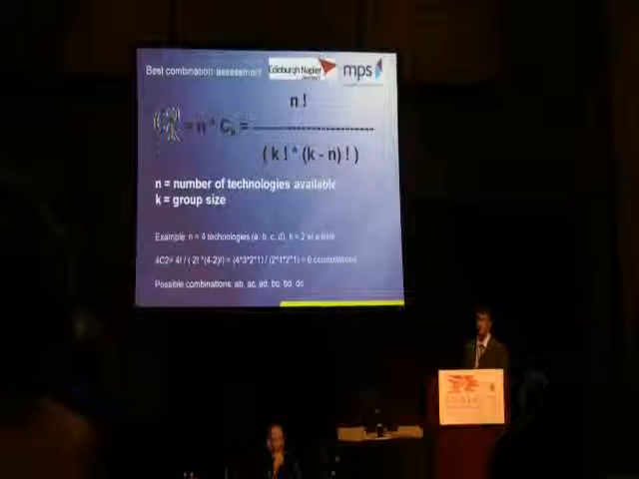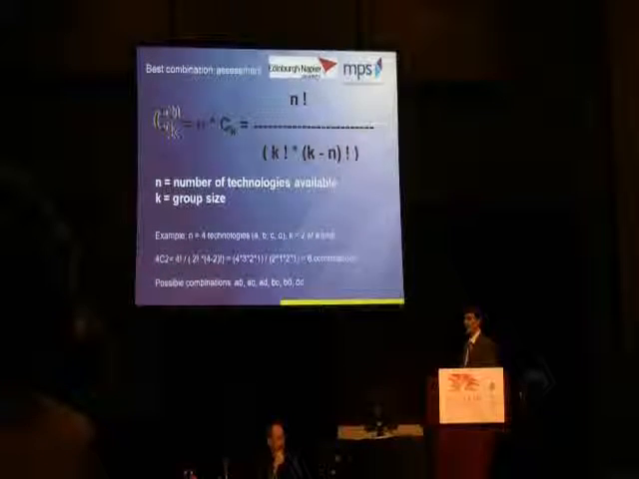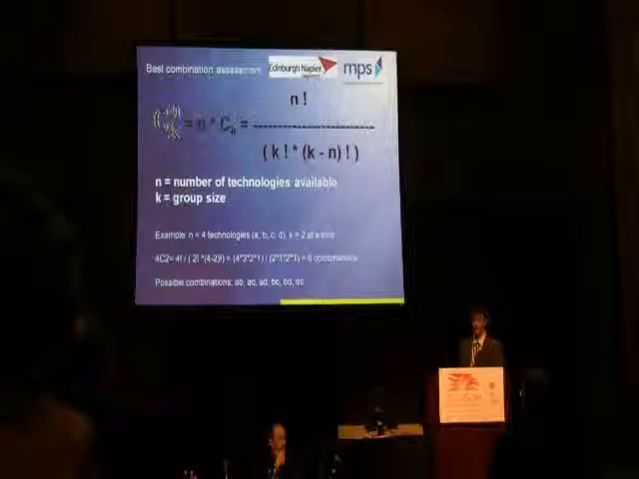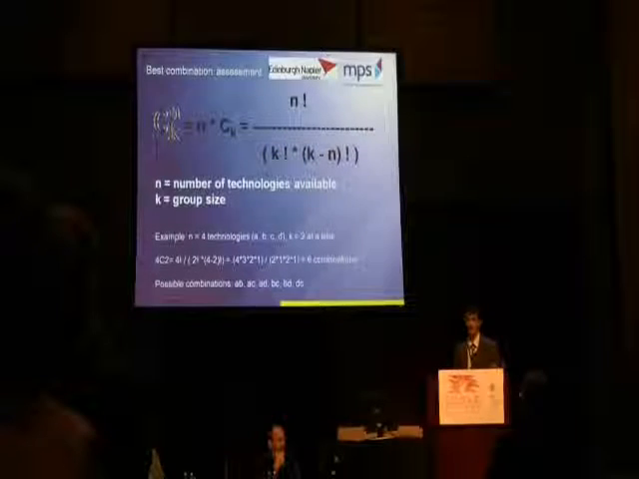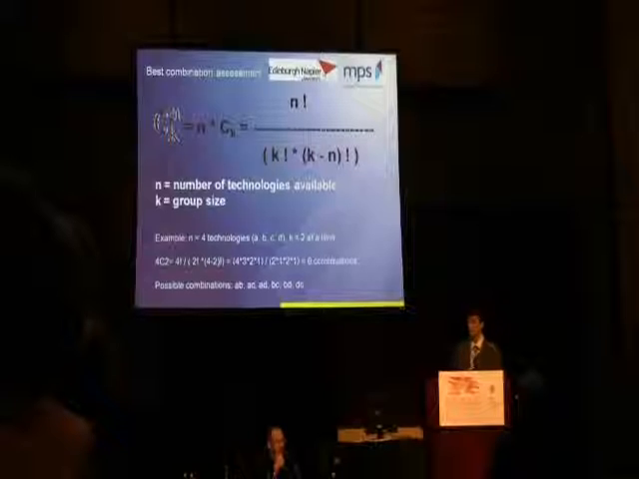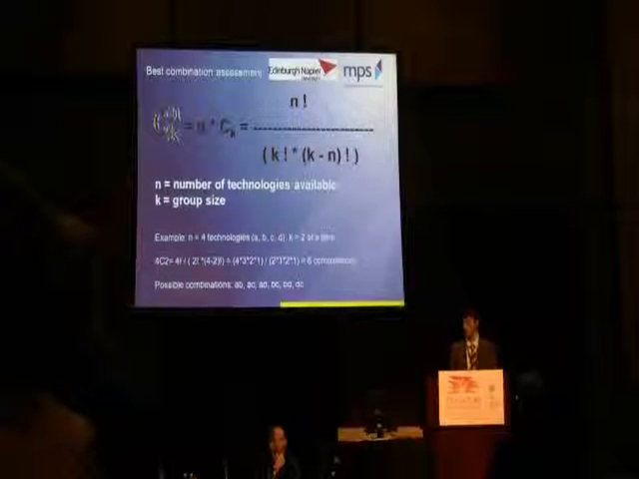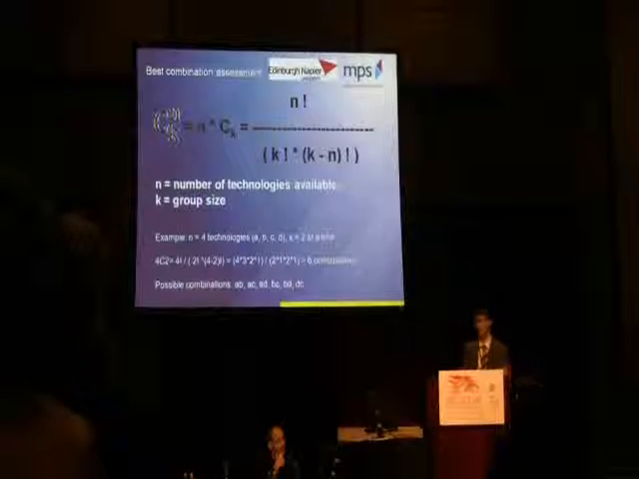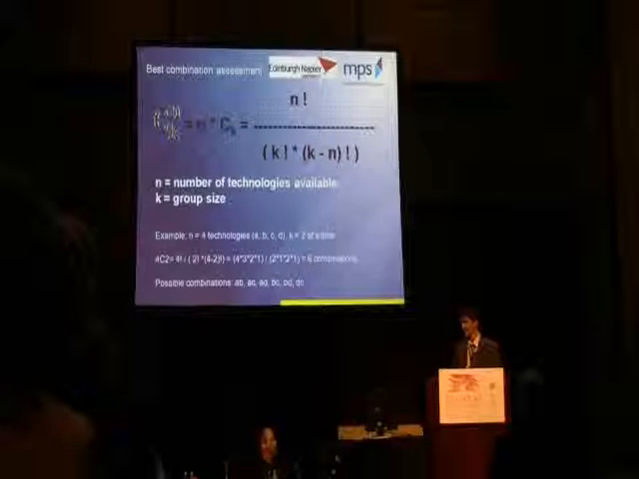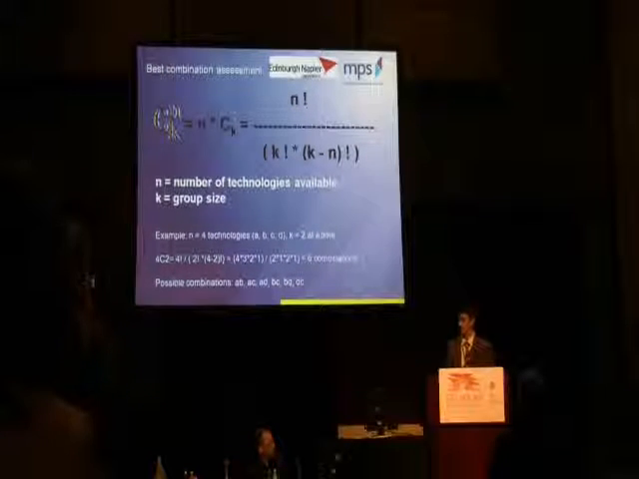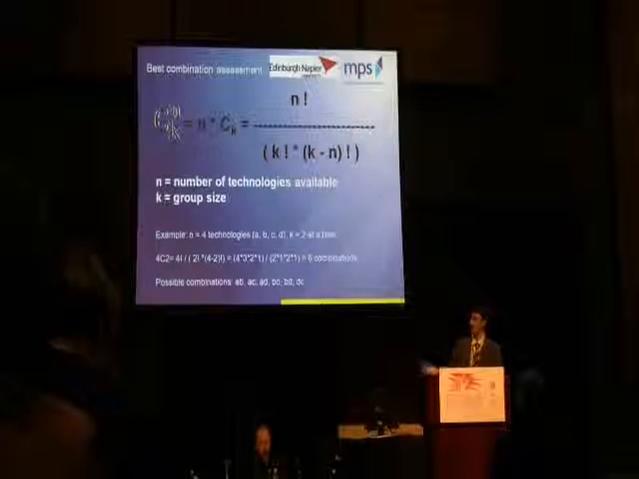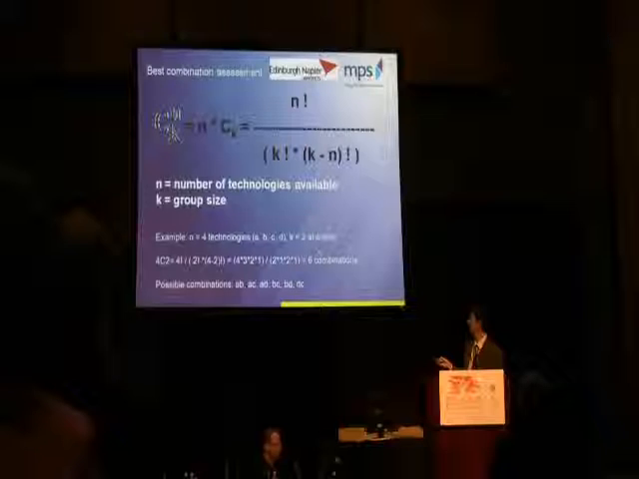So this looks at just the basic rule of probability, where you've got your number of technologies available and your group size, meaning how many technologies you want to integrate. For example, if you've got 4 technologies, A, B, C, D, and you want 2 technologies at a time, you're going to have the equation as follows, and you get 6 possible combinations.